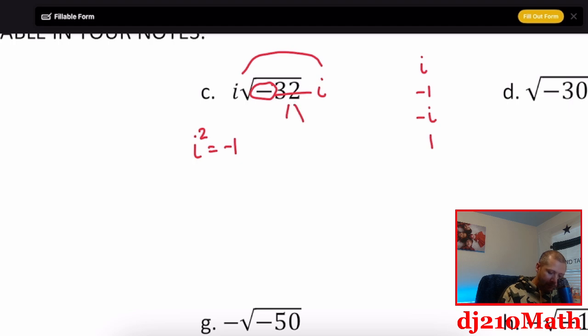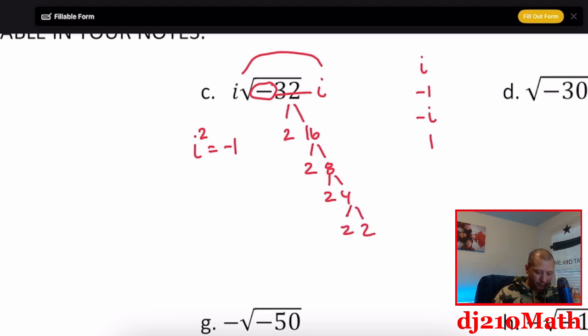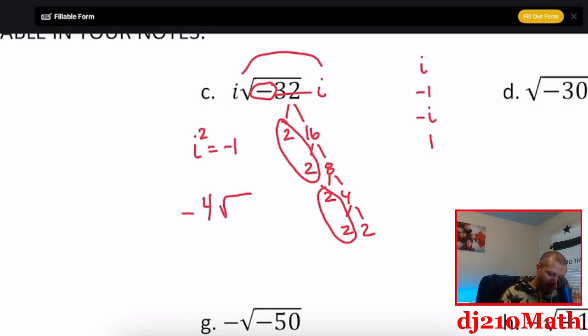Okay. 32 can be broken down. 2 and 16, 2 and 8, 2 and 4, 2 and 2. Bring out all the pairs, and it's going to get multiplied outside. 2 times 2 is 4. So negative, right, because there's a negative 1 out. 4, root 2 left over. Negative 4 root 2.